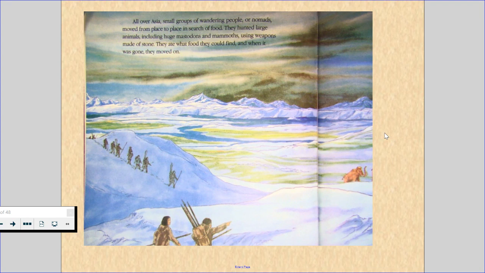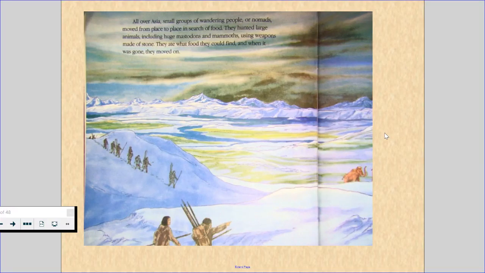So this page says, all over Asia, small groups of wandering people or nomads moved from place to place in search of food. They hunted large animals, including huge mastodons and mammoths, using weapons made of stone. They ate what food they could find, and when it was gone, they moved on.